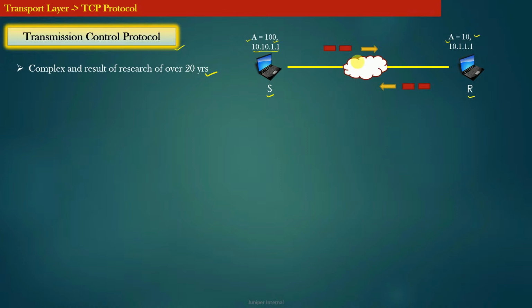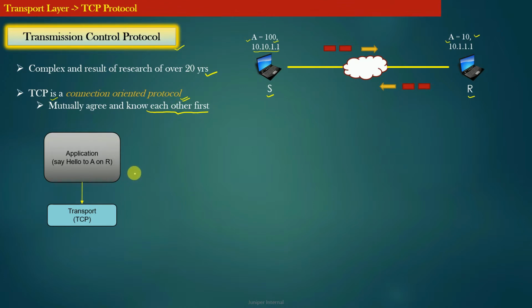Right? Now the very first property of the TCP protocol is that TCP protocol is a connection-oriented protocol. It simply means that the sender and the receiver have to mutually agree with each other before carrying out any application data exchange. So let us try to understand this point in detail.